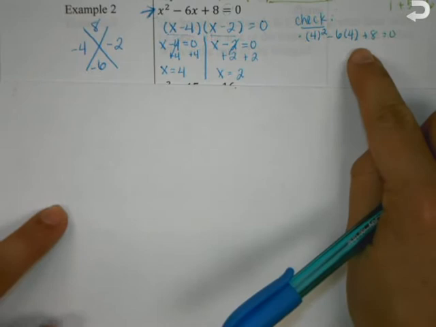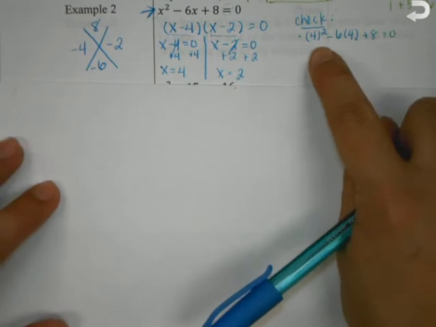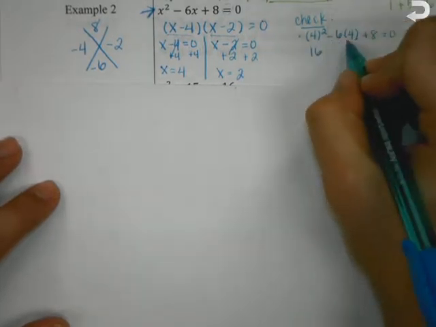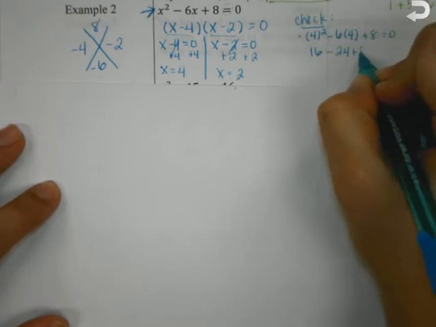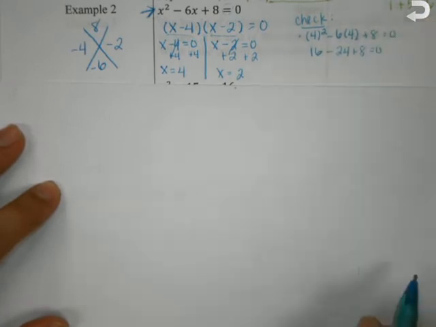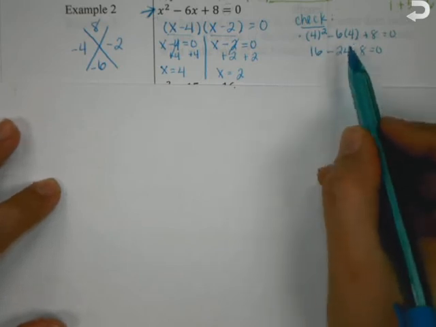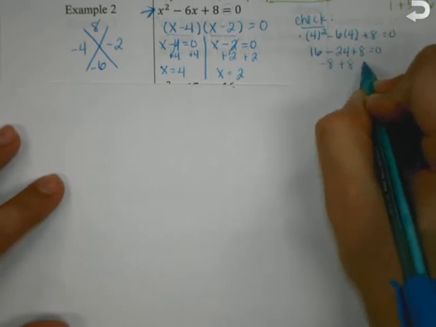What's 4 squared? 16. -6 times +4, what does that give me? -24 plus 8 equals 0. Okay, guys, let's use our brains. 16 minus 24, what does that give me? Negative 8. And negative 8 plus 8 is? 0. So x equals 4 is a correct answer, right?